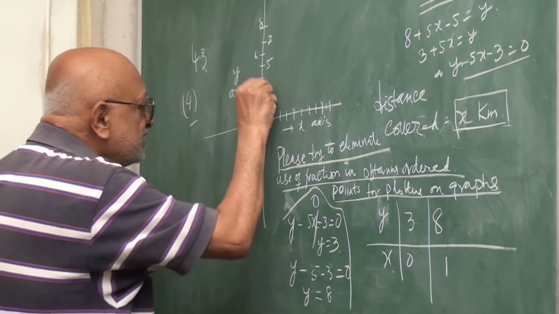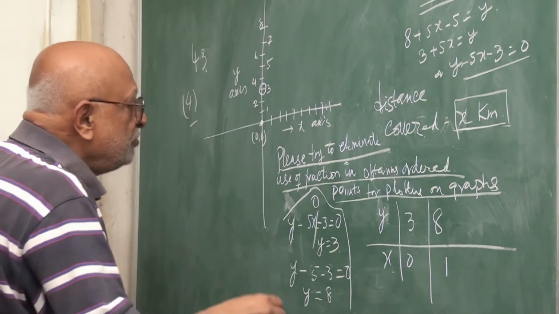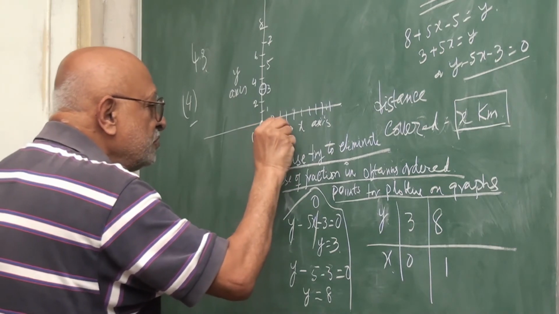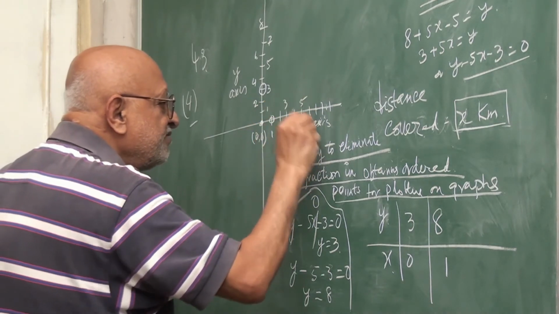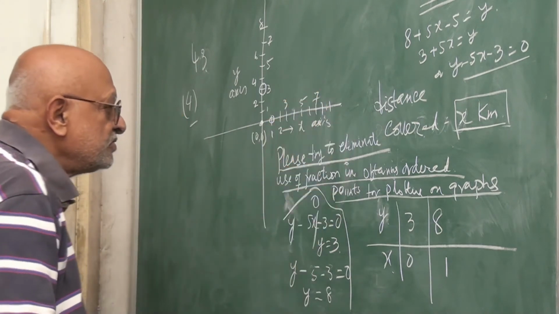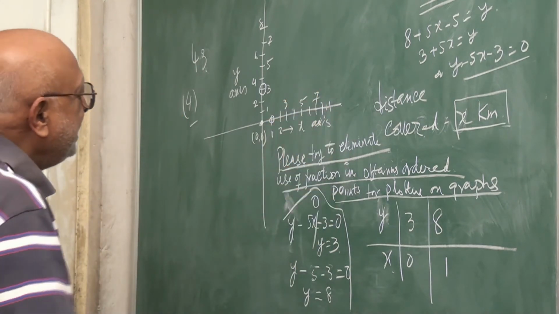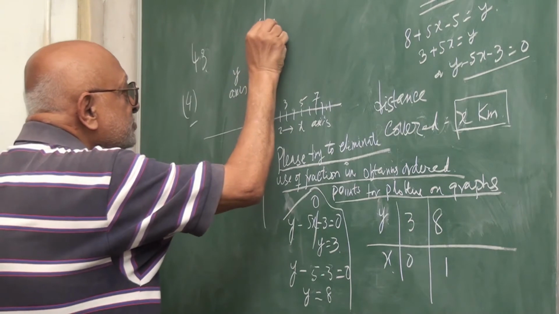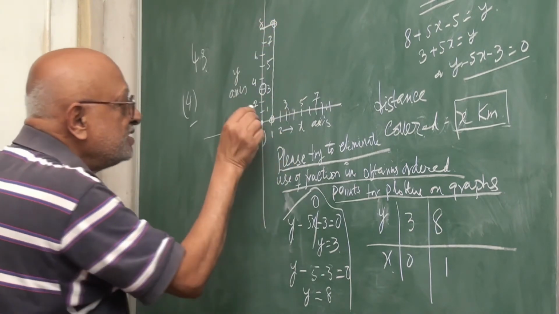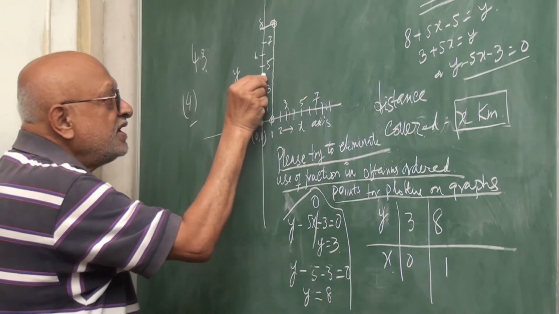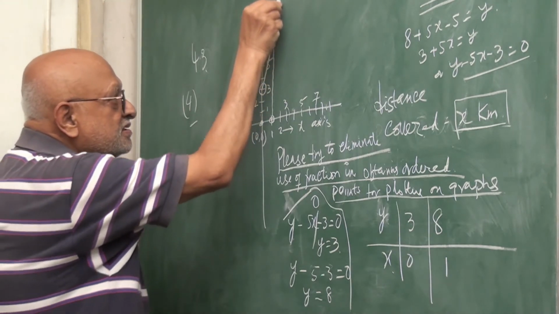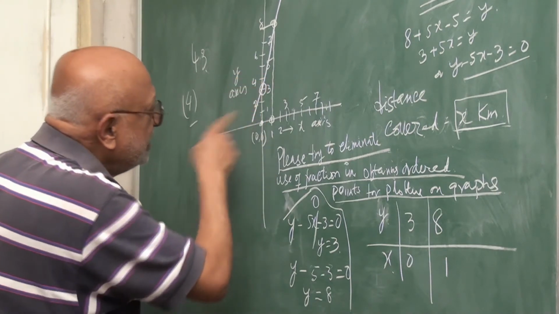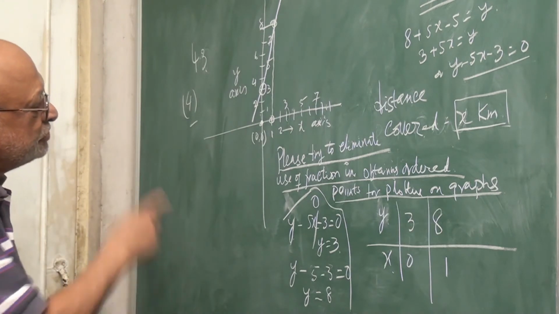So this is one point. The other point is x equal to 1, y equal to 8. So it goes all the way up and this goes here. You have to join this one and this one. So what is your graph? Your graph will be like this. And you can come on this side also. This has no meaning, but in order to be complete, this should be the graph.